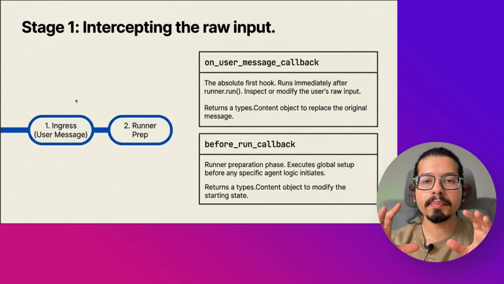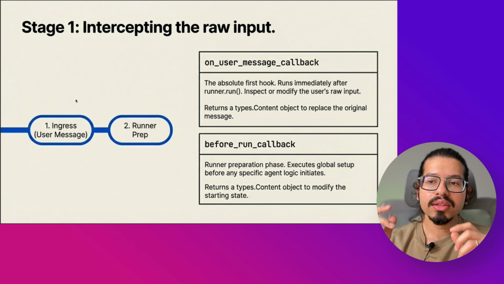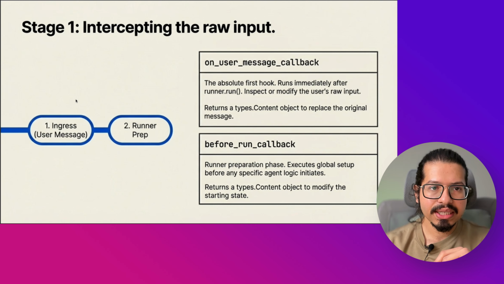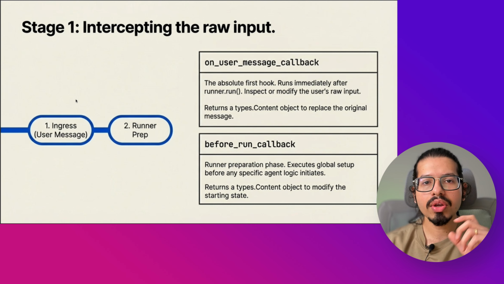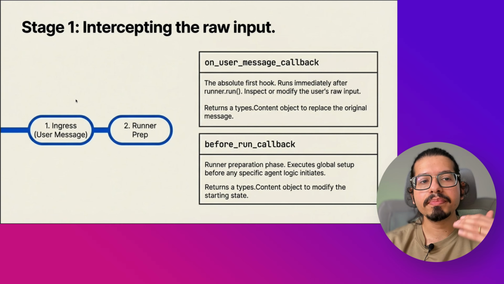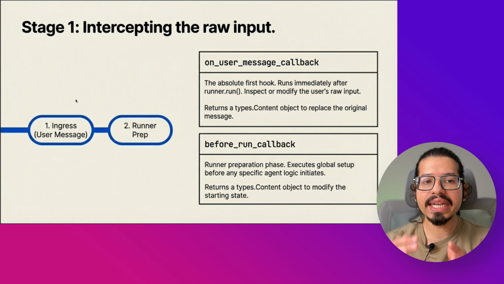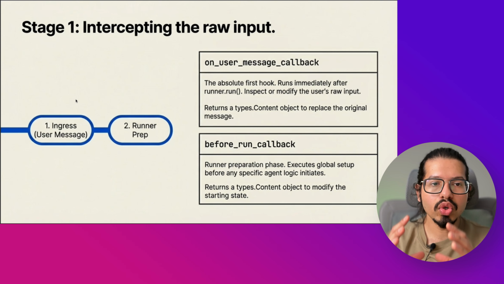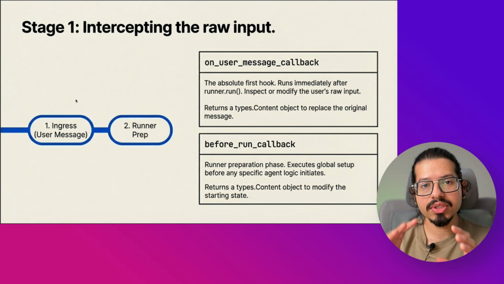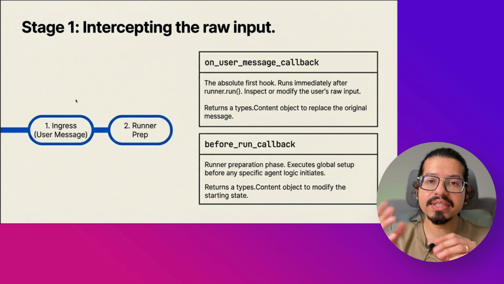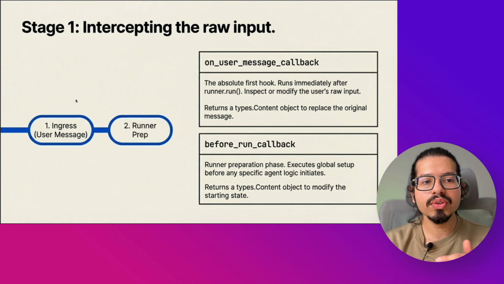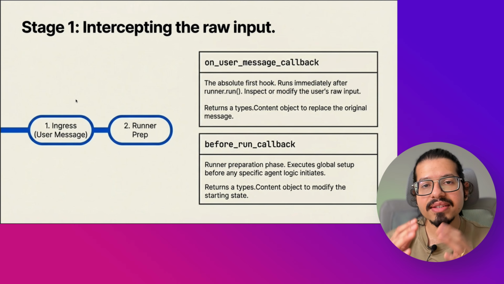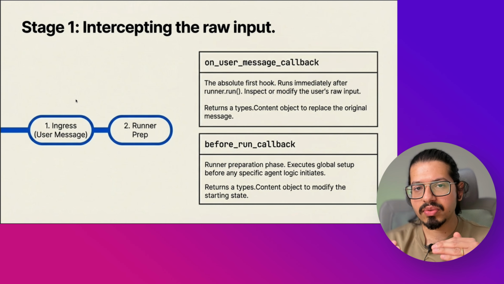The first place a plugin can act is right at the beginning. The on user message callback can inspect or replace the raw user input. Then there is the before run callback, which lets you do runner level setup before any specific agent logic runs. An example is a bank assistant could block abusive or suspicious input before it ever reaches the agent, or we can attach the user's risk tier at the very start of the run. So even before the execution begins, we can apply some transformations.